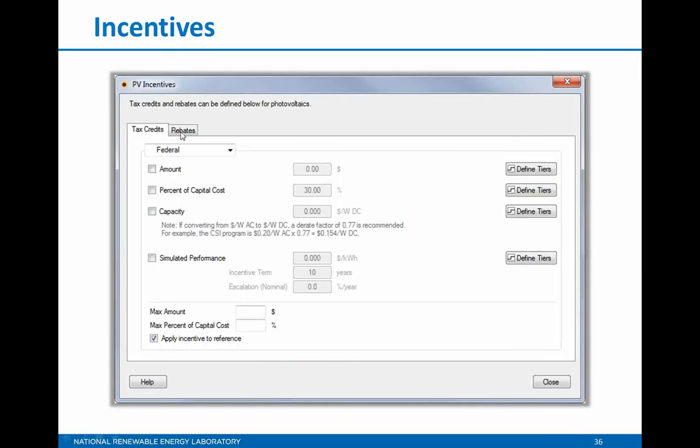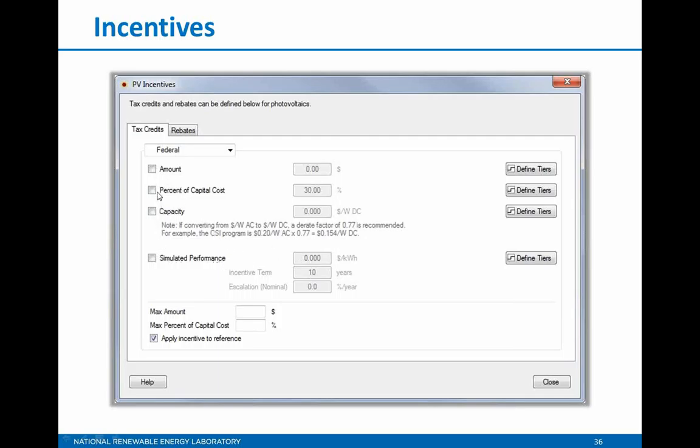tax credits and/or rebates for a number of different entities. You can look at federal, state, utility, or other entities, so you can organize your tax credits and rebates by where they come from. And then BEopt has a lot of flexibility to describe, so we're looking at PV incentives, so you can get an upfront PV incentive in a fixed amount, percent of capital cost, it can be a capacity-based dollar per watt value. You can even do incentives based on simulated performance of the PV system.